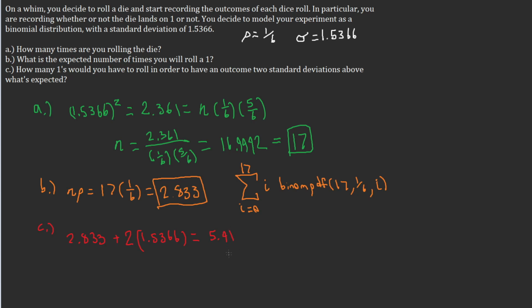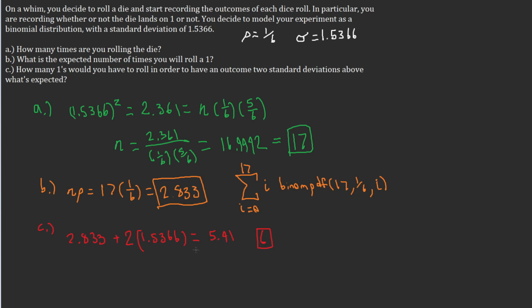And what you'll get if you calculate this out is it's like 5.91, essentially. And now in this case, we're asked how many ones would you have to roll in order to have an outcome that is 2 standard deviations above what is expected. And in this case, you can't roll 5.91 ones. And so in this case, we do have to round up. And now, incidentally, rounding this number would go to 6.